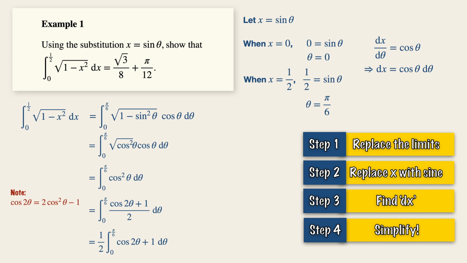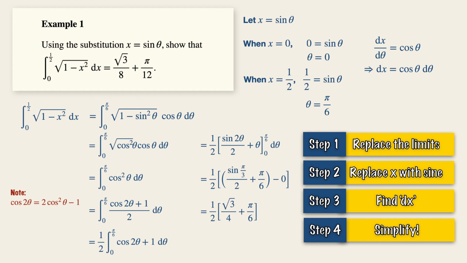So by integrating, we will have half sine 2 theta over 2 plus theta, from 0 to pi over 6. Now to simplify further, don't forget to substitute pi over 6 and 0 into this expression, giving us half sine pi over 3 over 2 plus pi over 6. Substituting 0 into this expression will only give us 0. Next, we have half square root 3 over 4 plus pi over 6.